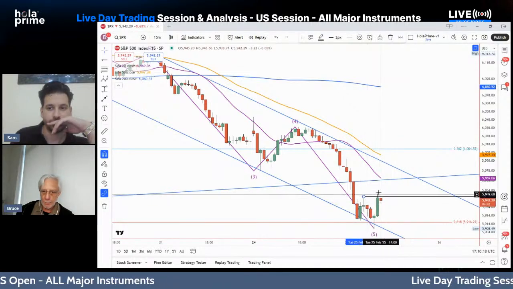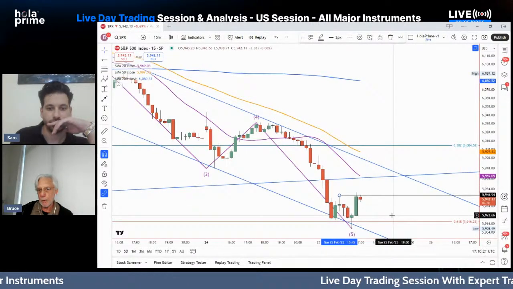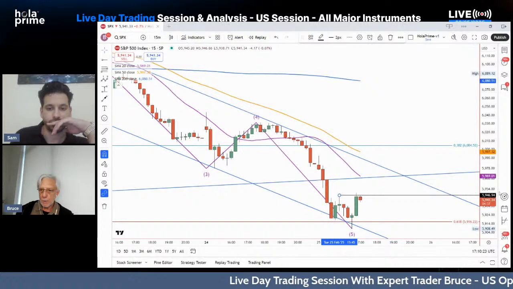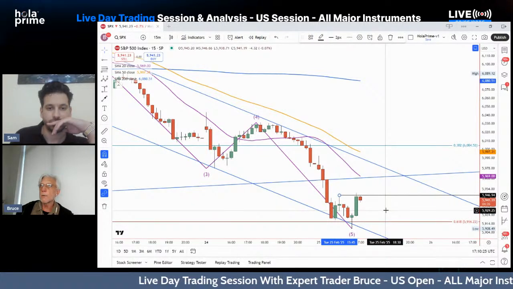If you buy this breakout, which you could have here, you're going to look for a pullback, right? Maybe you miss it. I don't know. You have to see.